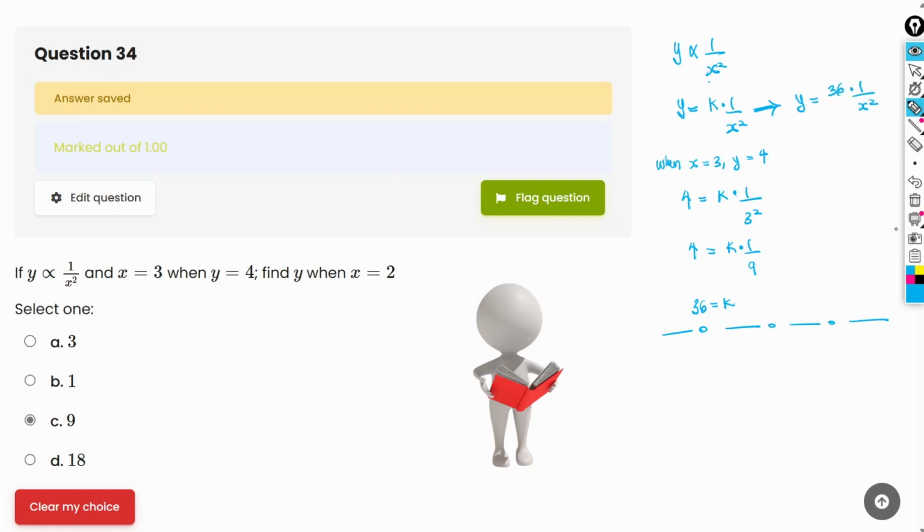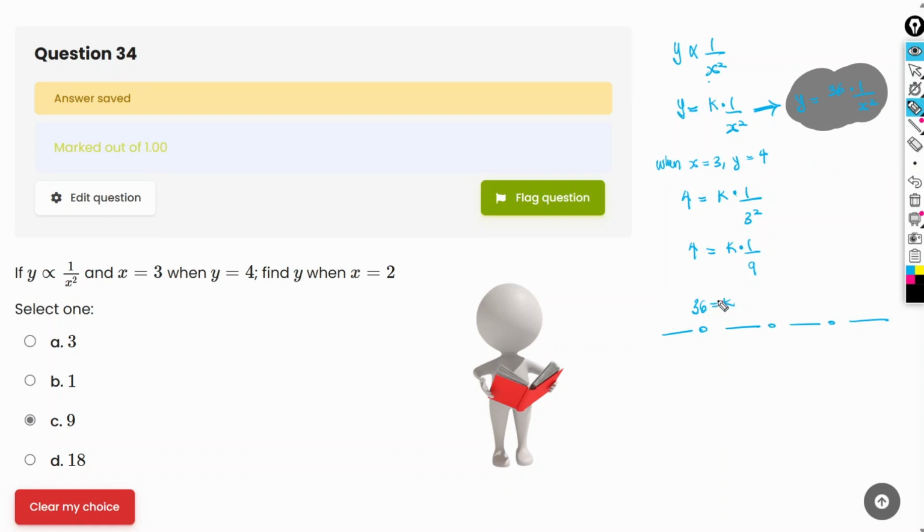Just to emphasize, this one here is the main stuff. Once you've been able to get this, set up your relationship, solve for k and plug it back in, you get that unique formula that you can use to solve for anything else.